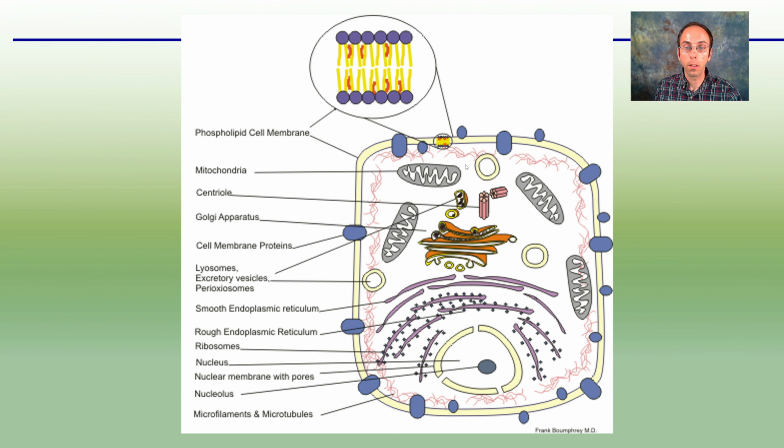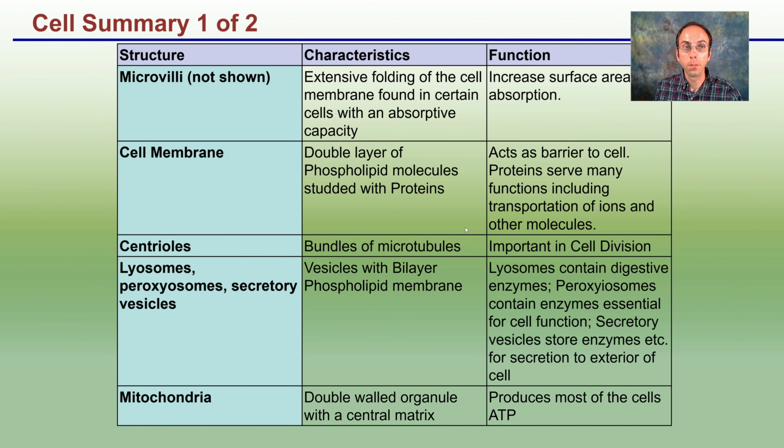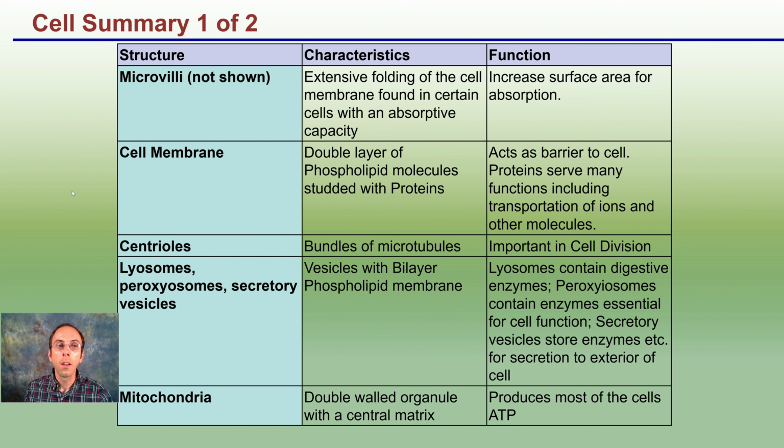Some of the other organelles like the mitochondria, the rough and smooth ER, and the Golgi might be more recognizable. Now that quick general summary, as I promised I would provide, we have some microvilli, which really aren't shown much in any of these slideshows, but they're that extensive folding of the cell membrane that allows cells to have a great absorption capacity. They really help increase the surface area for absorption. That membrane, that phospholipid bilayer that I mentioned, acts as a barrier, allowing cells to regulate what comes in and out.